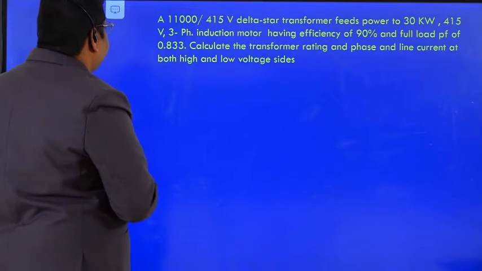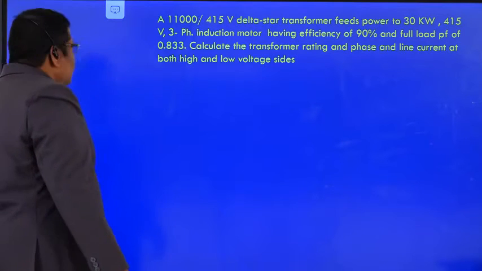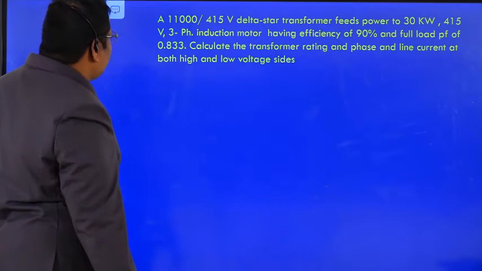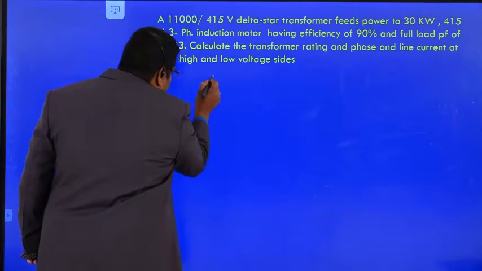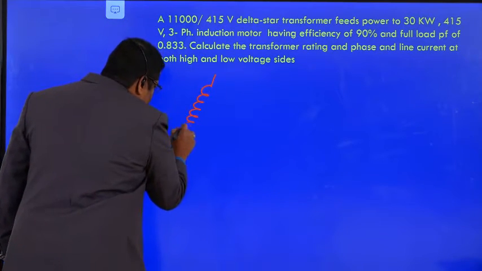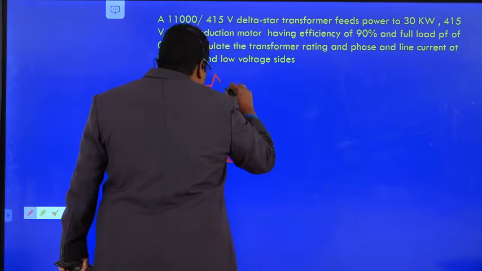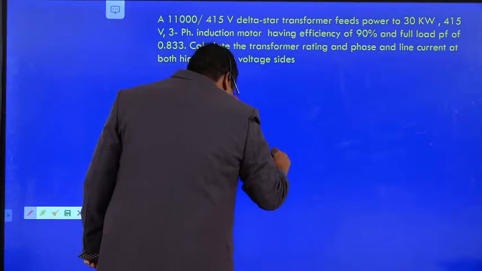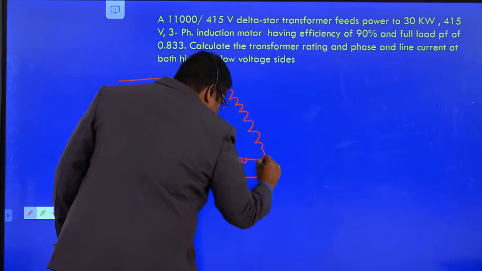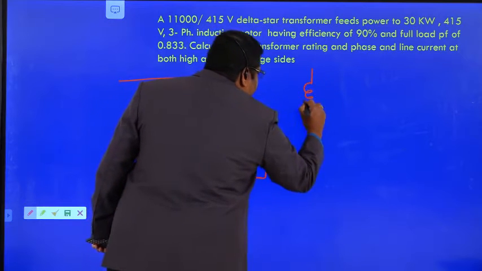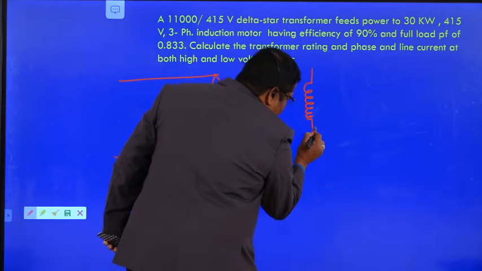See here. What is the type of connection of the transformer here? Delta star. So the primary winding is connected in delta. See here, primary winding is connected in a delta. The secondary winding is connected in a star. This is the secondary winding which is connected in a star.